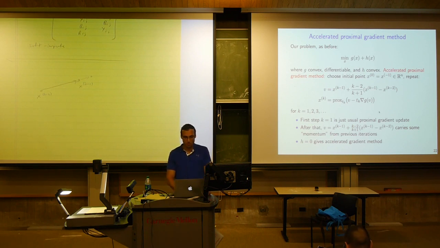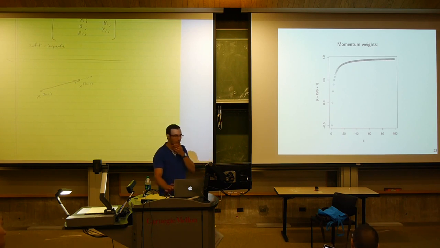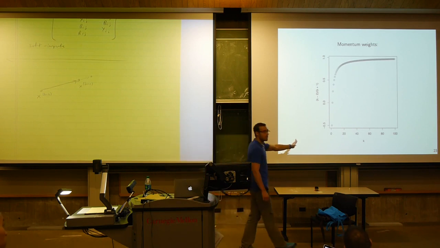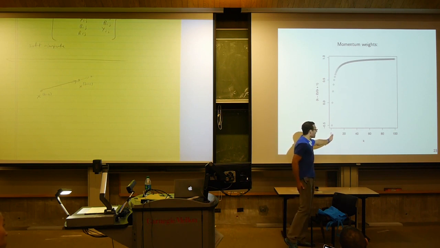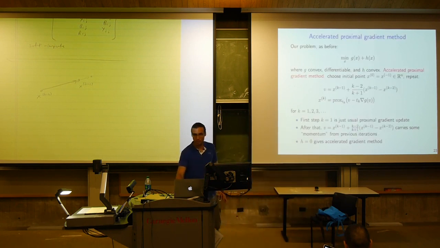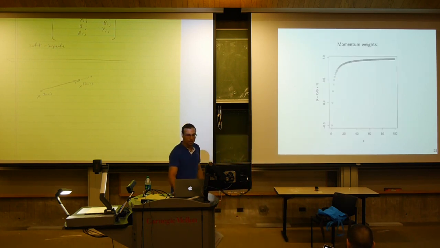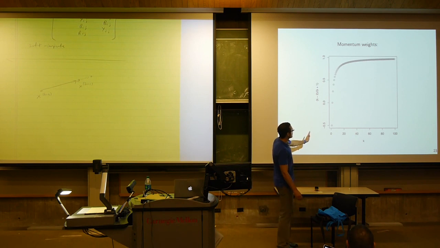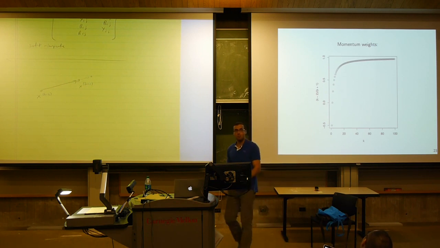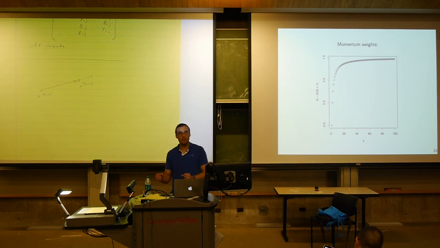How about these weights? Let's look at what these weights are like. Most interesting is how they look over the course of the algorithm. So here's a plot of k minus 2 over k plus 1 as k varies, where k is the iteration counter. At 1, it's actually negative, but it doesn't matter, because when k is 1, the direction is 0, so it doesn't matter what that weight is. As the algorithm proceeds, you can see that these weights get closer and closer to 1, which means that we're applying more and more momentum.